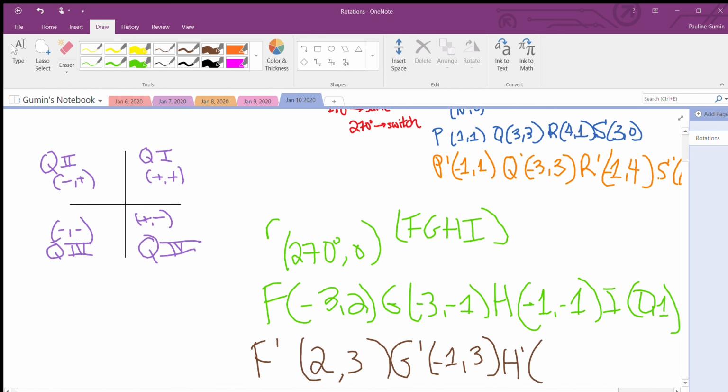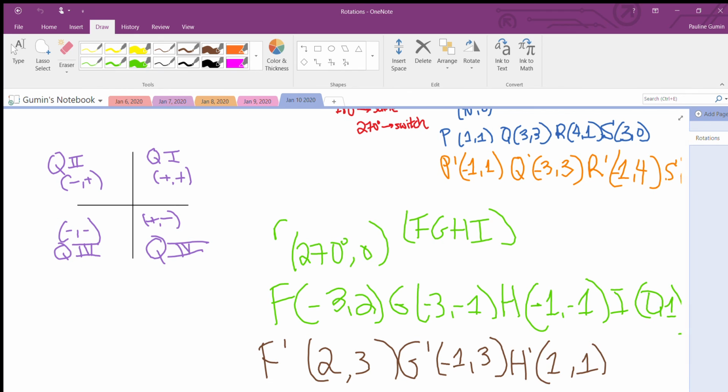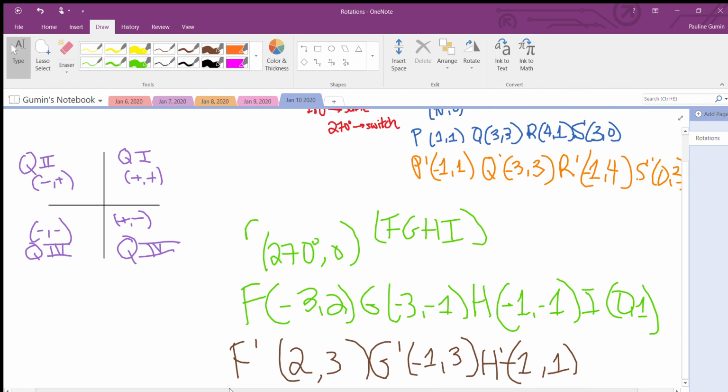H prime. Again, switching 1 and 1, silly, but there it is, 1 and 1. Negative 1 also exists in quadrant 3. So when I move it 1, 2, 3 quadrants to get 270 degrees, our x ends up negative. Let's move you back over. There we go. Okay, let's finish up with I prime.